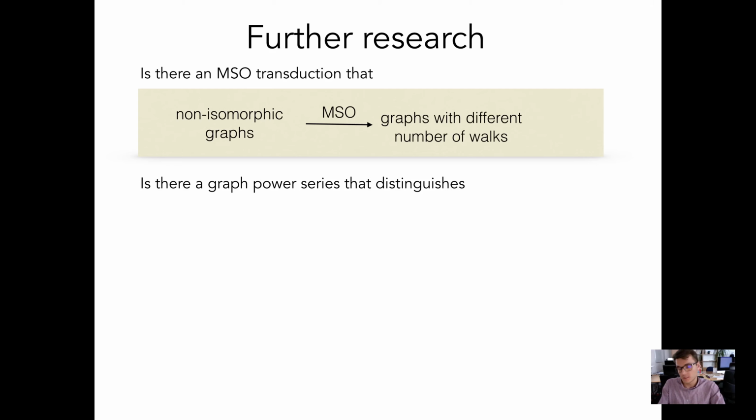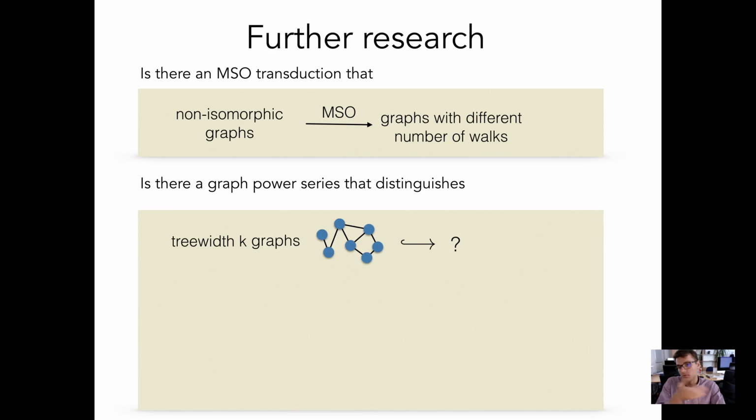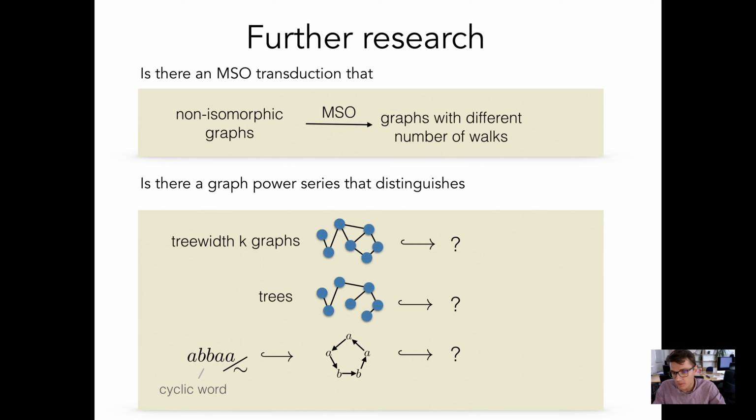And also, as already mentioned, maybe we can work on the algebraic side and find a power series or something else that can distinguish tree-width k graphs, maybe even a special case of trees, or maybe a problem which at first glance is not a special case of our problem, because it's about cyclic words, which are words identified up to cyclic shift. However, they can be encoded as graphs, which is not described on the slide, and this is also an interesting problem. Can MSO transductions from graphs to cyclic words be tested for equivalence?